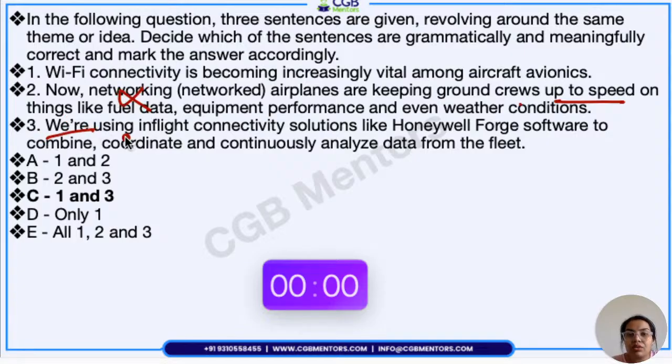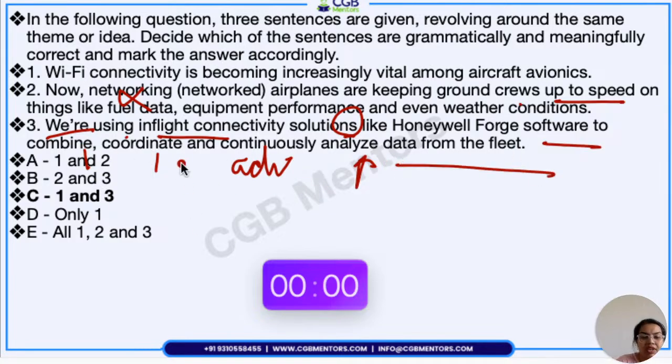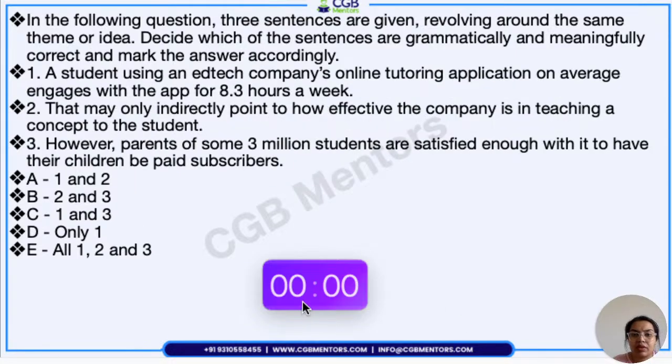We are using in-flight connectivity solutions like this software to combine, coordinate, analyze. All are in parallelism. For analyze, I do have an adverb, but that doesn't matter. Verb's first form is everywhere. Data from fleet. So, first and third are the correct ones. This would be the last question.